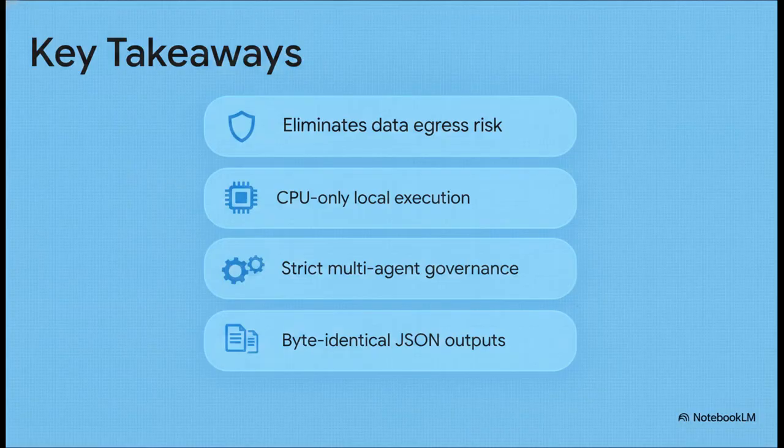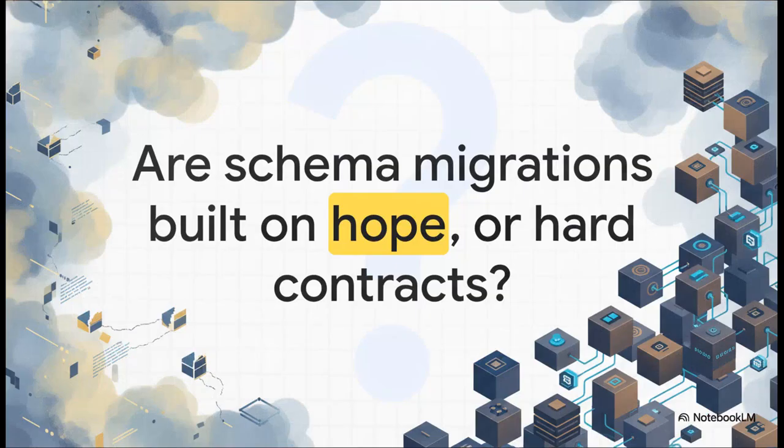So what are the big takeaways from this explainer? We've seen that Schemalyser provides a complete elimination of data egress risk simply because it stays entirely within your walls. It offers high-efficiency, CPU-only local execution, making it incredibly accessible to deploy. The project itself is built on a strict multi-agent governance framework that effectively eliminates scope drift. The runtime delivers reproducible, byte-identical JSON outputs. And when you combine all of that, it gives enterprise architects a uniquely reliable foundation for planning those incredibly complex source-to-target schema migrations.